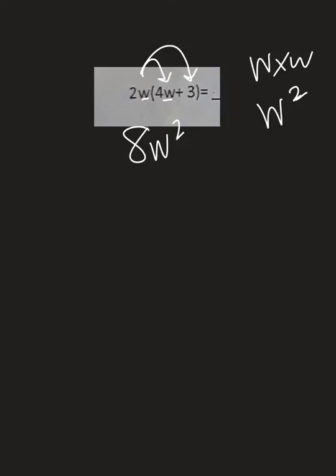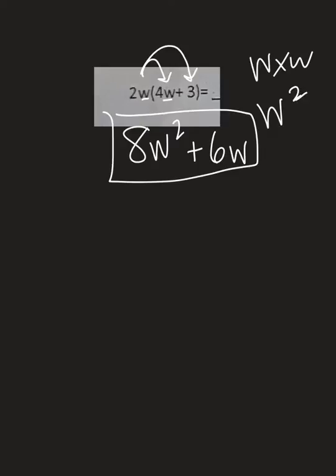Now when you do 2w times 3, you would just multiply our coefficient of 2 times 3, which would give us 6, and then 6w, because 2w times 3 would give you 6w. Now, neither of these are like terms because they are raised to different powers, so our expression is simplified. 8w squared plus 6w would be our final answer.